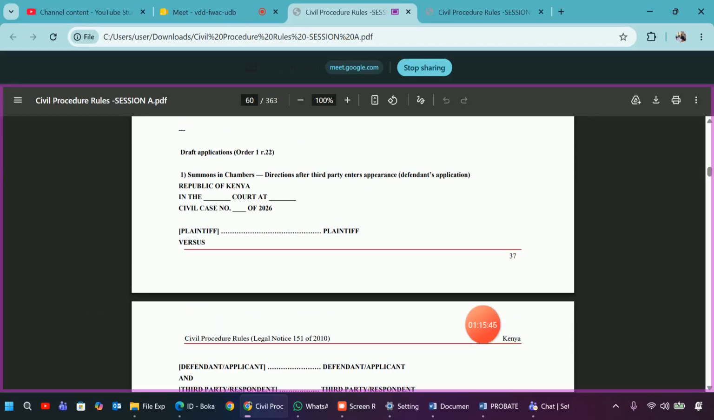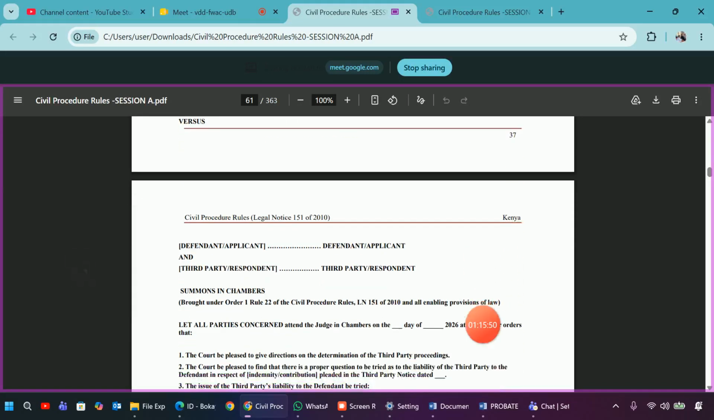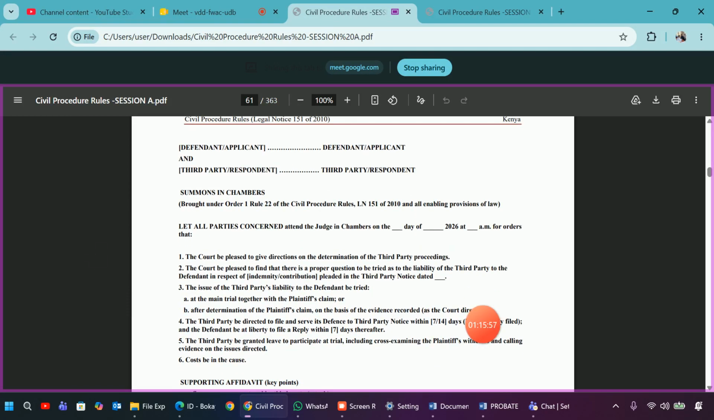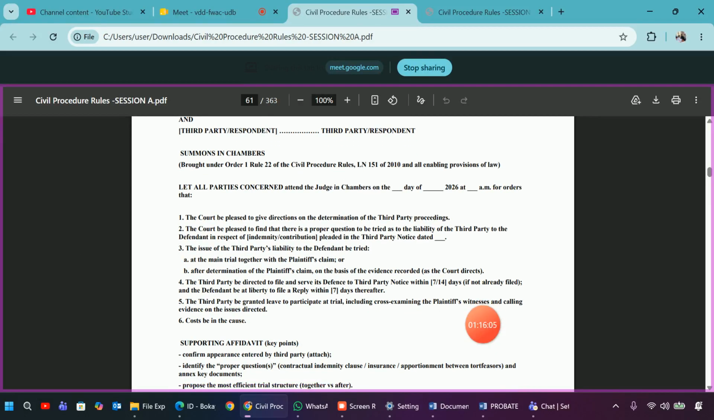Directions after third party enters appearance. So you will move the court via summons in chambers brought under Order 1, Rule 22. Let all parties concerned attend the judge in chambers on this date for orders that: one, the court be pleased to give directions for the determination of the third party proceedings; two, the court be pleased to find that there is a proper question to be tried as to the liability of the third party to the defendant in respect of indemnity or contribution pleaded in the third party notice dated this.